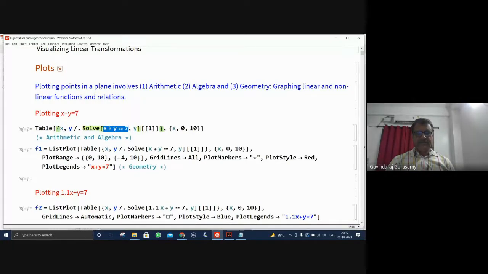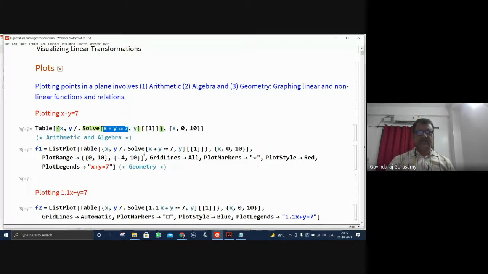Here I'm changing the x. I'm not writing y is equal to, but just putting x plus y equal to 7 as it is, in which I'm just changing the x alone from 0 to 10. I'm making a table of x and y, which means x plus y is always kept as 7, and that is what the plot is.